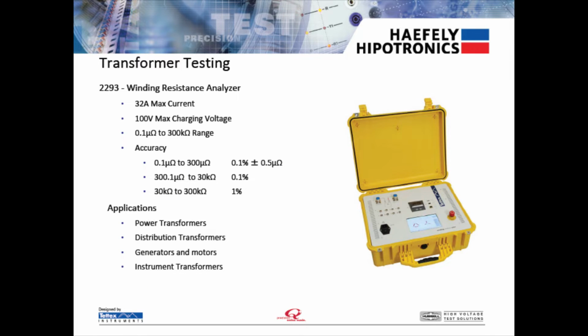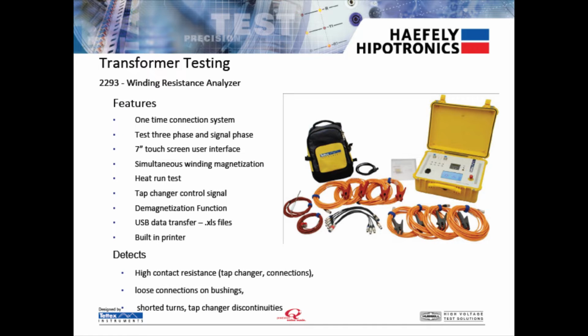So the 2293 is one of our star units for transformer testing. It's a 32 amp max current, 100 volt max charging voltage. We can measure resistance from 0.1 micro ohms to 300 kilo ohms for a wide resistance measurement of high accuracy. You can test most transformers with this unit, such as power, distribution, and instrument transformers. You can also measure the winding resistance of generators. This unit also has a 7-inch touchscreen, same as our original units, and its data can also be exported to USB or a field device.